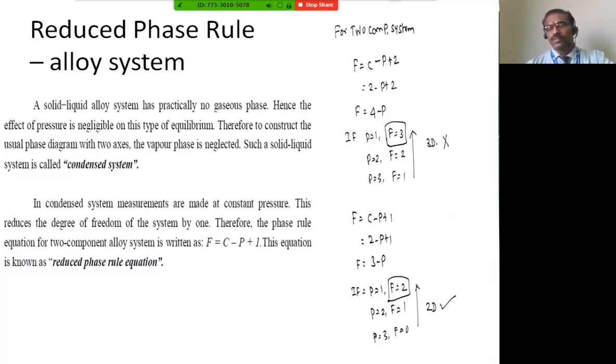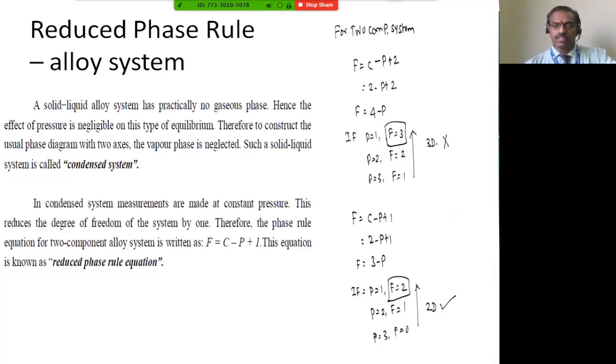So F = C - P + 2 gets reduced to F = C - P + 1. That is why we call it the reduced phase rule. The 1 is nothing but temperature only. Why temperature? For example, a gold alloy may have a melting point of 600, and a steel alloy may have a melting point of 800. That depends upon the composition. Temperature is variable and depends upon the alloy system. But whatever the alloy system, pressure is equal to 1 atmosphere.